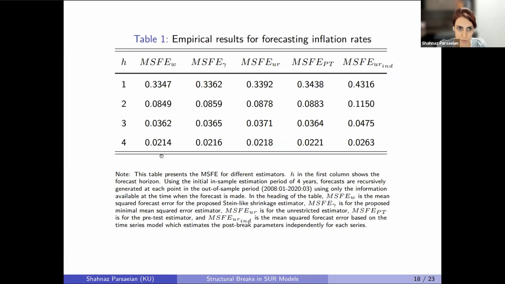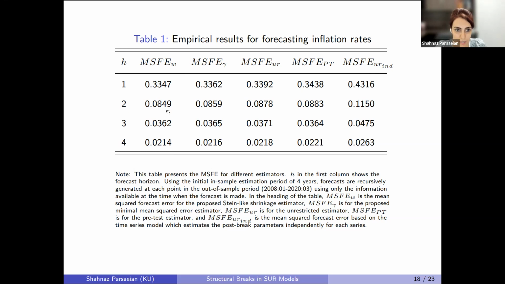This is the mean square forecast error for the Stein estimator, for the minimal mean square error estimator, and the unrestricted estimator. Here is the pretest estimator, and finally here is the mean square forecast error for the unrestricted estimator, which ignores the cross-sectional dependence. So it only takes each series separately. If we compare the results, we can see that both the Stein and minimal mean square error estimators outperform the unrestricted estimator, and Stein is the best one. It has a lower mean square forecast error.